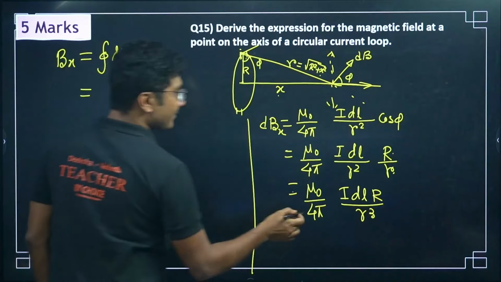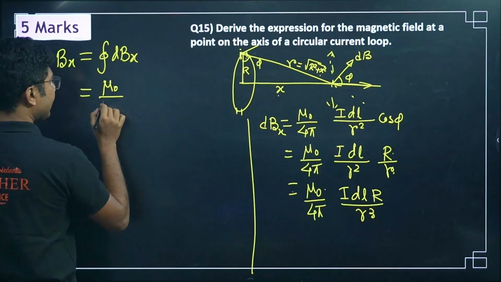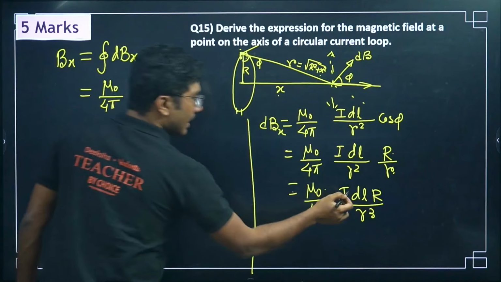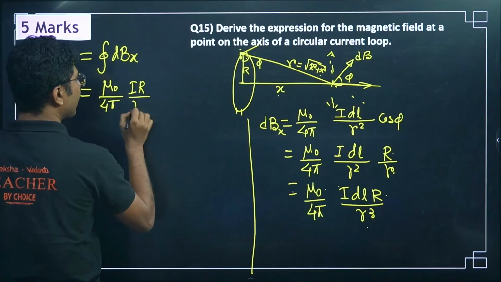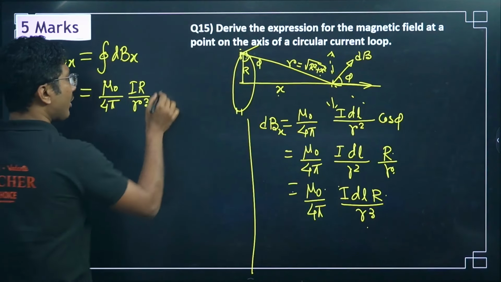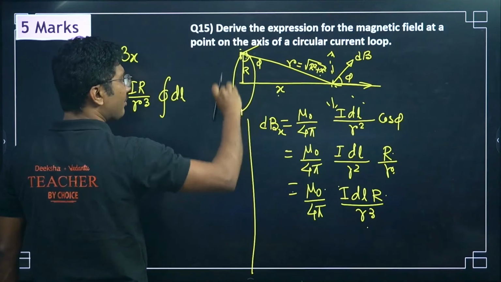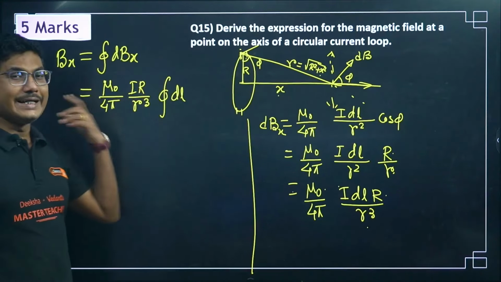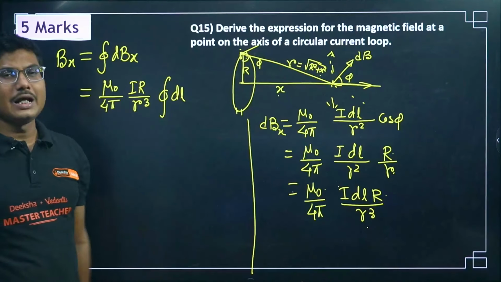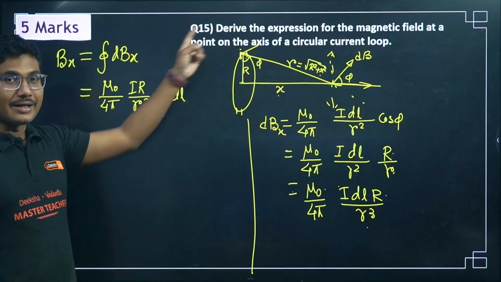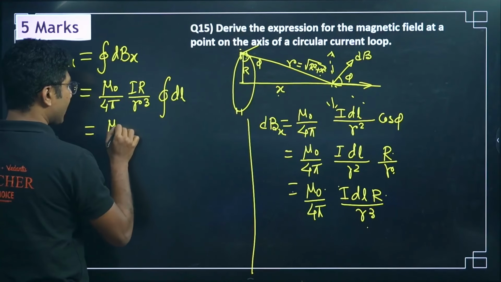Now, put the dBx value. Now, mu naught by 4 pi is a constant, so we do not need to put it inside the integration. Okay, again I R by r cube, they are all constant. So I am writing it outside. Only thing which is changing here is the dl, right? Dl can be taken at each and individual points, and then you have to add them. So integration is basically addition. Okay, so if you take small portions from all of the circle, you will get the total circumference of the circle. So closed integral dl basically represents the circumference of the circle.